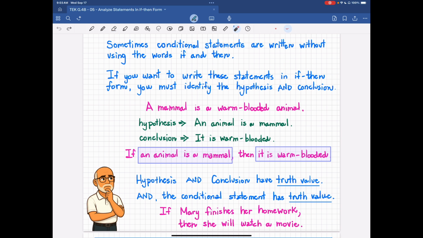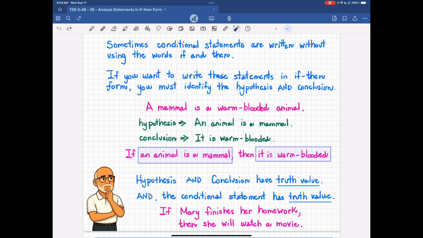Now, sometimes conditional statements are written without using the words if and then. And so what you have to do is rewrite the statements, putting in the if and the then. But first you have to identify the hypothesis and the conclusion. And sometimes that can be tricky. Let's look at an example. So here's a statement. It says, a mammal is a warm-blooded animal. This is what we're working with.